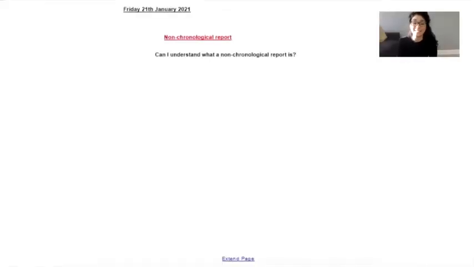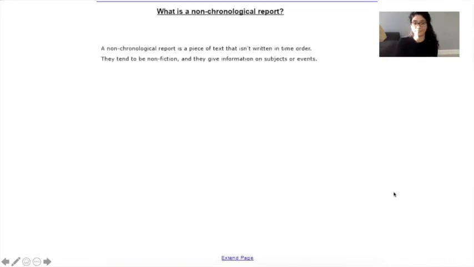In your English lesson today, the learning objective is: can I understand what a non-chronological report is? So what is a non-chronological report? A non-chronological report is a piece of text that isn't written in time order. They tend to be non-fiction and they give information on subjects or events.